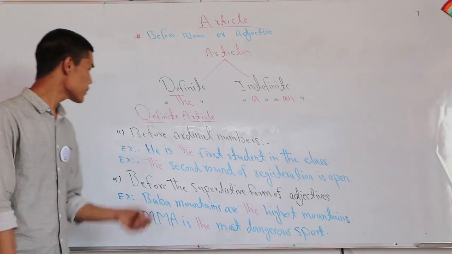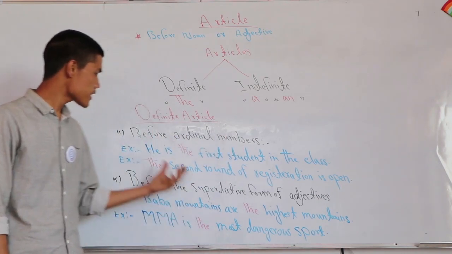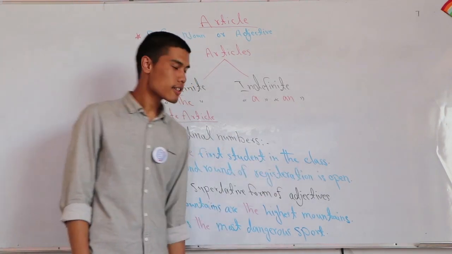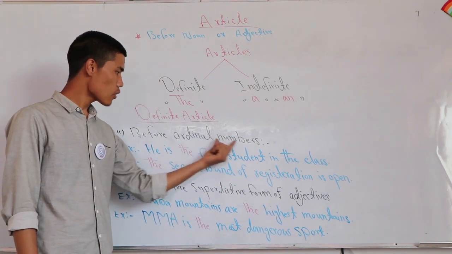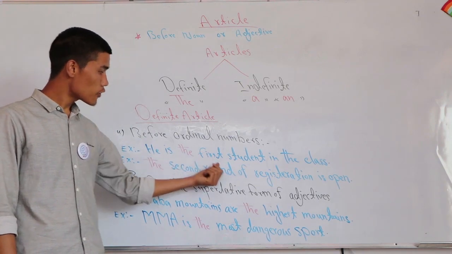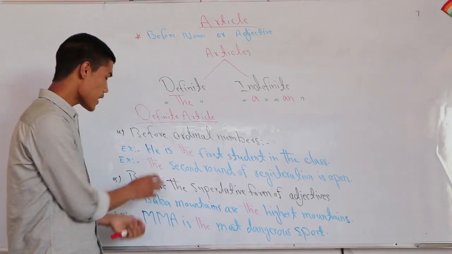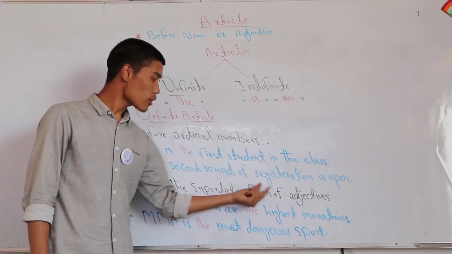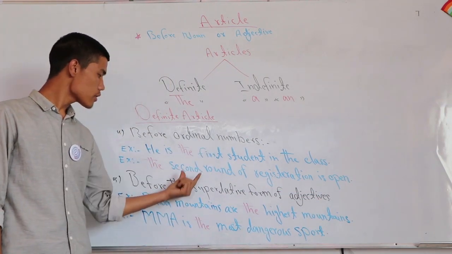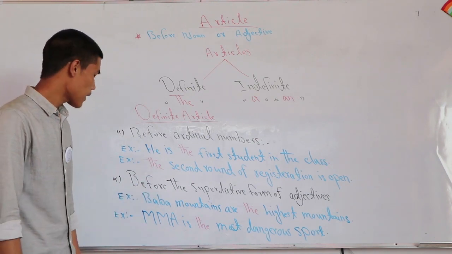So we continue. We can use "the" before ordinal numbers. For example, "He is the first student in the class." So first is an ordinal number. We use "the" before first. He is the first student in the class. Okay, let's go to another example. "The second round of registration is open." So second is an ordinal number, and we use the word "the" before second.